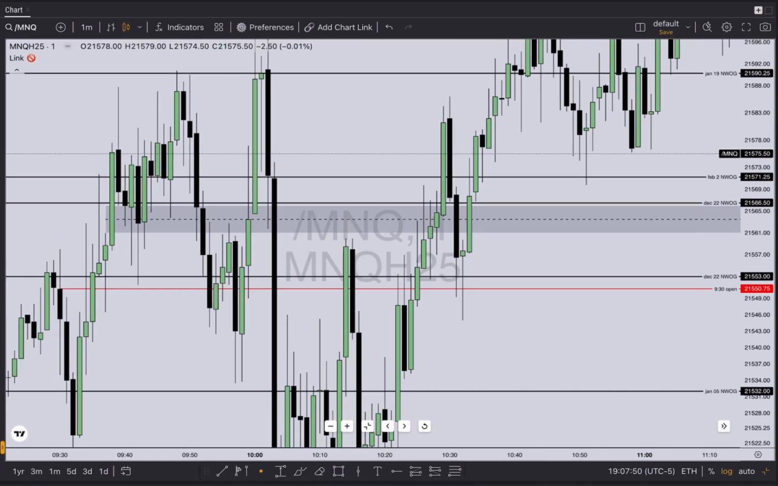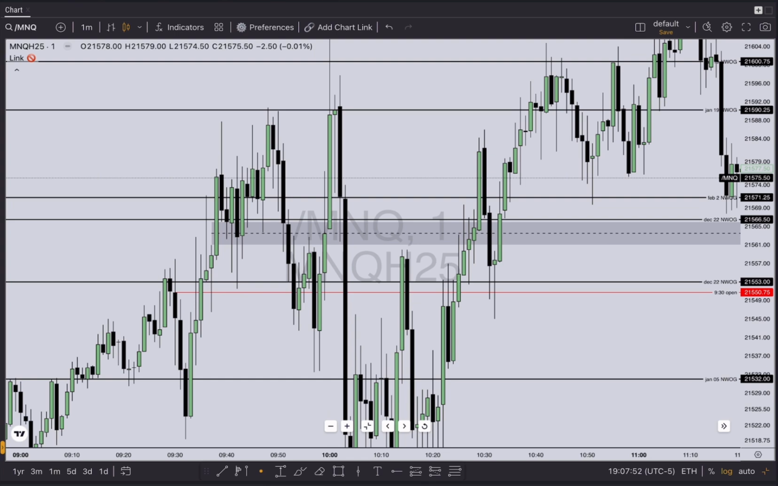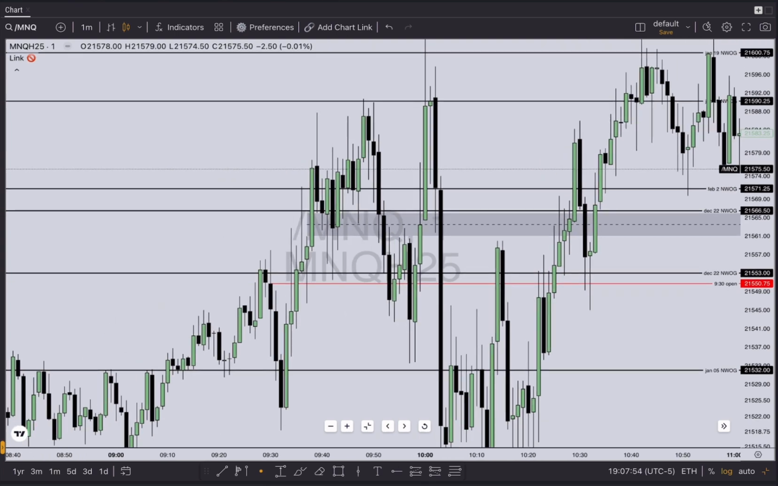So once we've identified the 930 fair value gap, now we can use it. This is a very important PDRA that can be used throughout the entire day. And as ICT says, if you extend the first presented fair value gap on Monday throughout the week, price will refer back to it. Okay, and it will use it in the future.